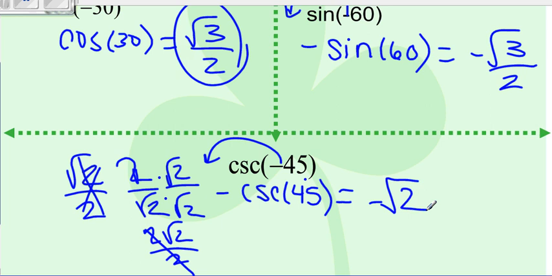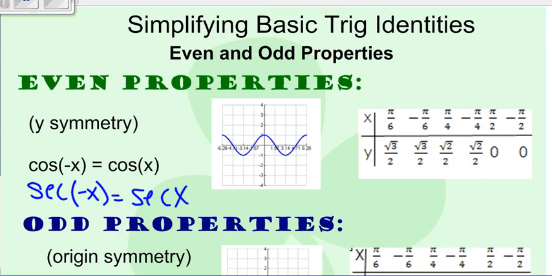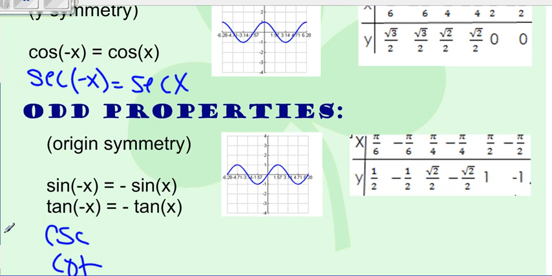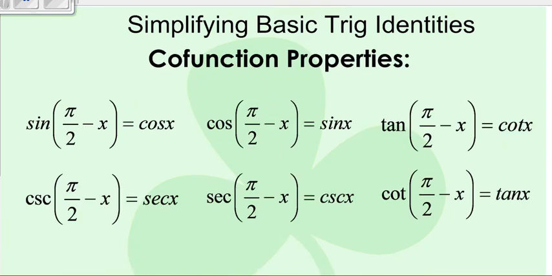Okay. Again, those were our even and our odd properties. Just to recall, even is cosine and secant. Odd is sine, tangent, cosecant, and cotangent. So then we have what are called the co-function properties. These are probably one of the harder ones for kids to remember.